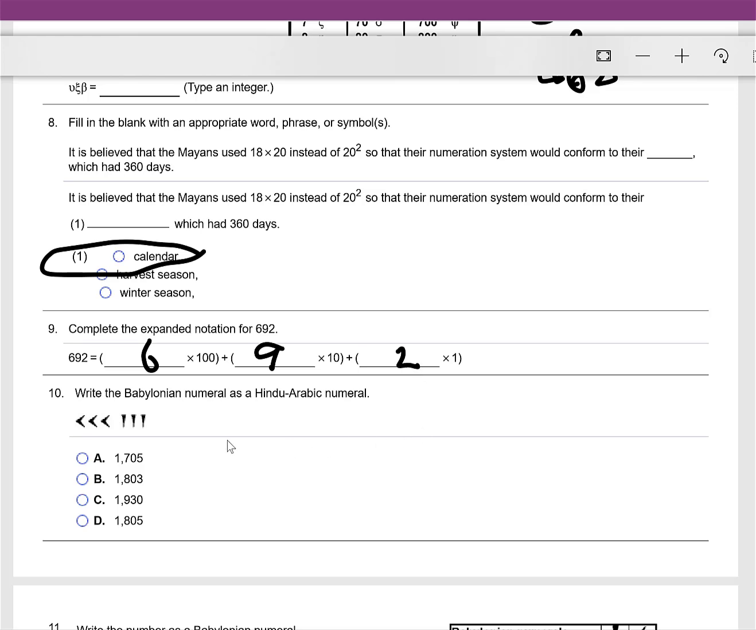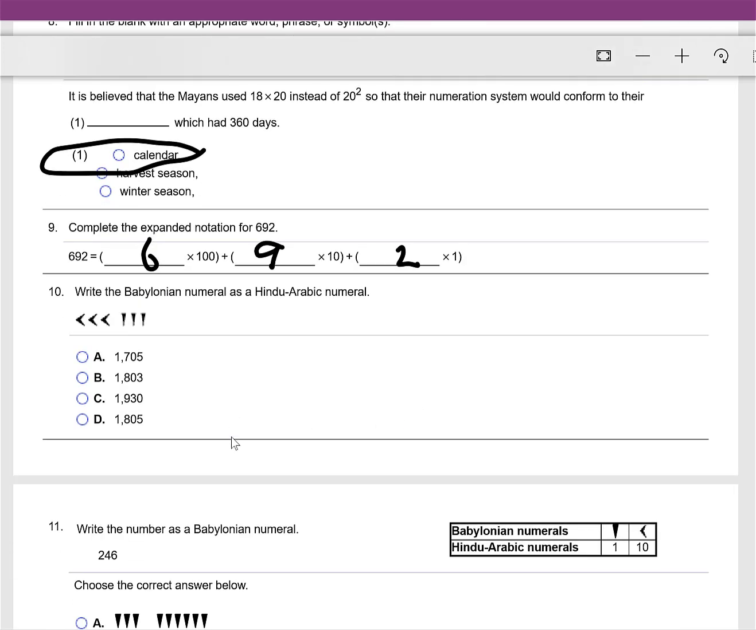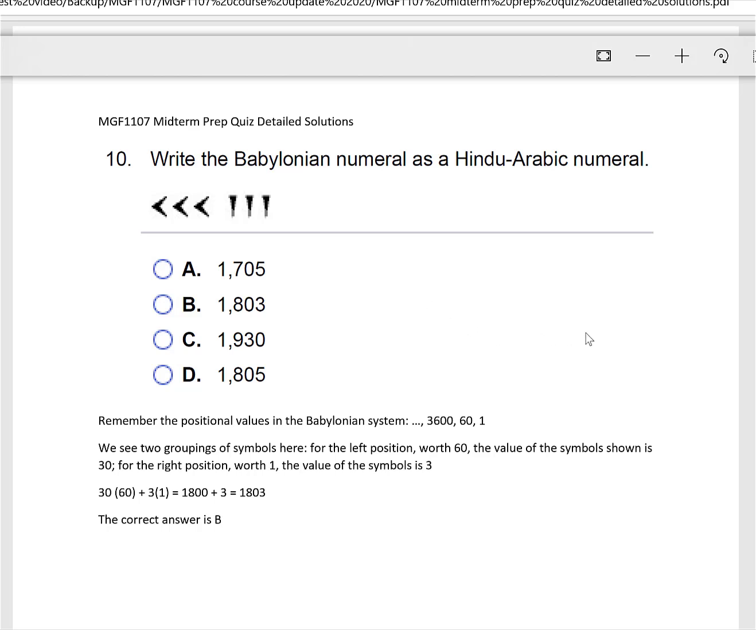Write the Babylonian numeral as a Hindu-Arabic. Okay, so for this one, I have a detailed solution, and I have this also posted for you. Some of these take a little bit more work. So we see 2 groupings here. And we know that the symbols here, this is the symbol for 10, and this is a symbol for 1, and they're in two groups.